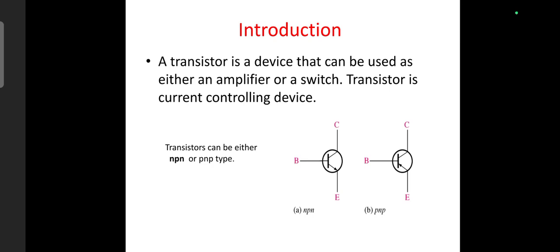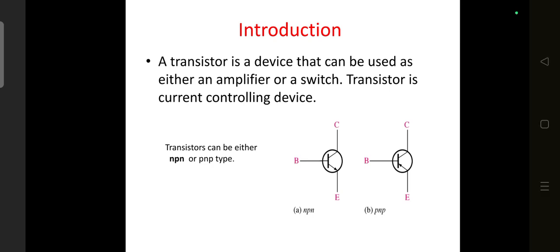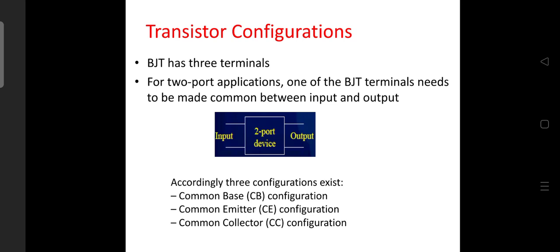So now we understand the basic operation of a transistor. Let's look at the different ways it can be connected in a circuit. A transistor has three terminals: emitter, base and collector. For practical applications, one of these terminals is made common to both the input and output circuits. Based on the common terminal, there are three transistor configurations. That is common base, common emitter, common collector. Each configuration has its own characteristics and is selected based on the application.